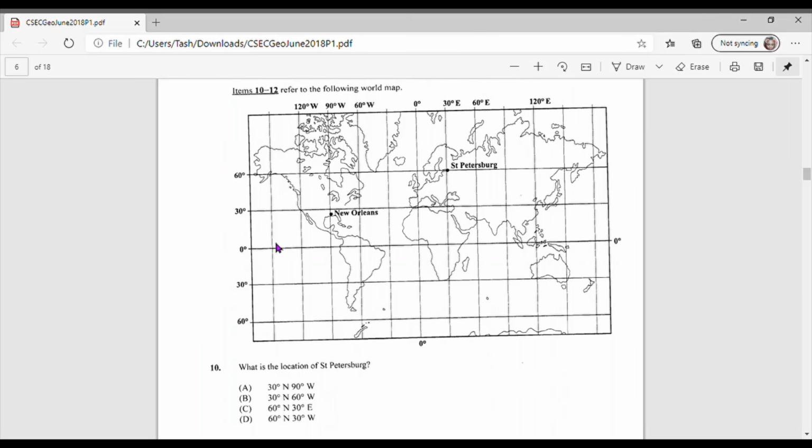So we look for this 0-degree line here. It's above it, so we know that it is actually north. So for number 10, our answer is 60 degrees north and 30 degrees east. Here we go. 60 degrees north, 30 degrees east. That's our answer for number 10.